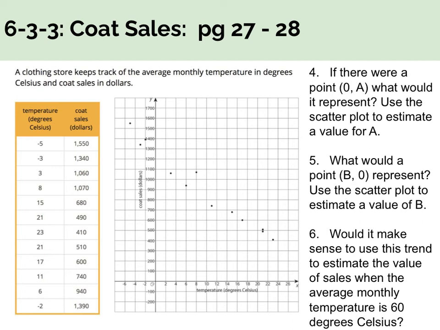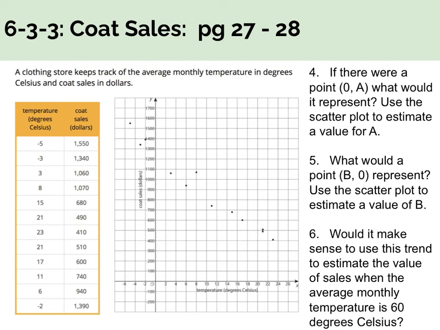Again, we're looking at the month with the lowest average temperature. So the temperature is at -5 degrees, and that's $1,550. Number 3: for the month with the smallest coat sales, estimate the average monthly temperature. If we look at it, okay, we have 410. That's about the smallest. It will be about 23 degrees Celsius.